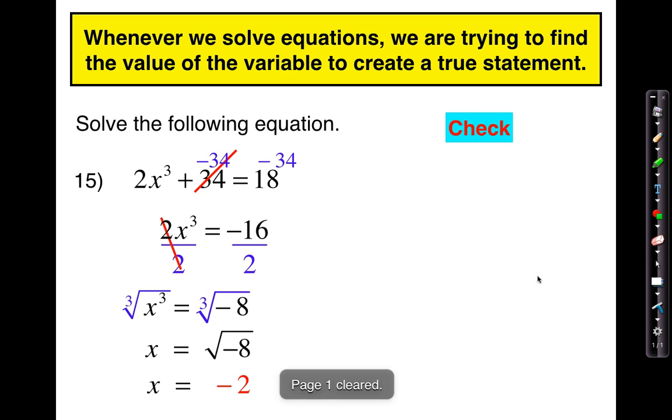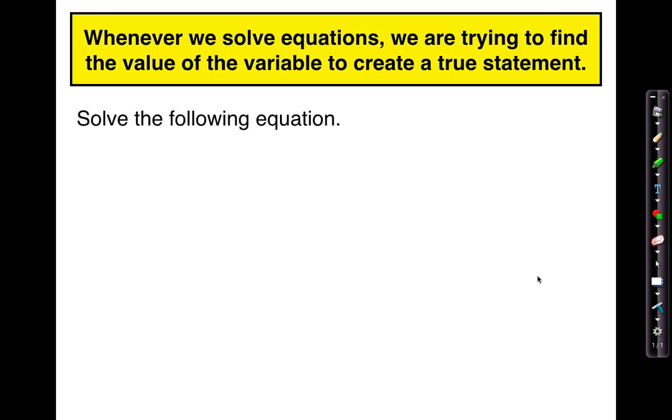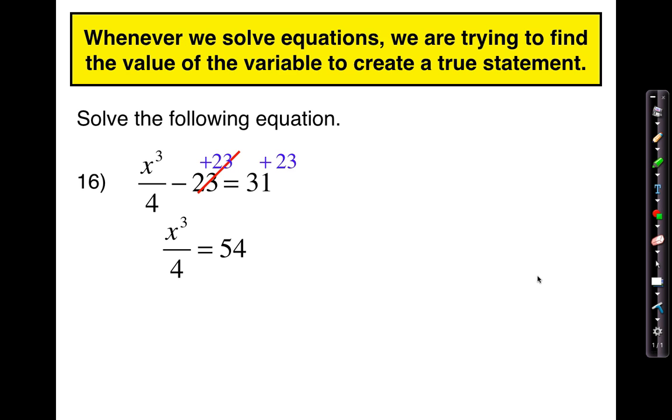Okay, so let's try another example here. Now it says x cubed over 4 minus 23 equals 31. Same thing as before, we're going to get rid of our constant first, so we're going to add 23 to both sides. We're going to be left with x cubed over 4 equals 54. Now here, since they're both positives, you usually won't make an error there.